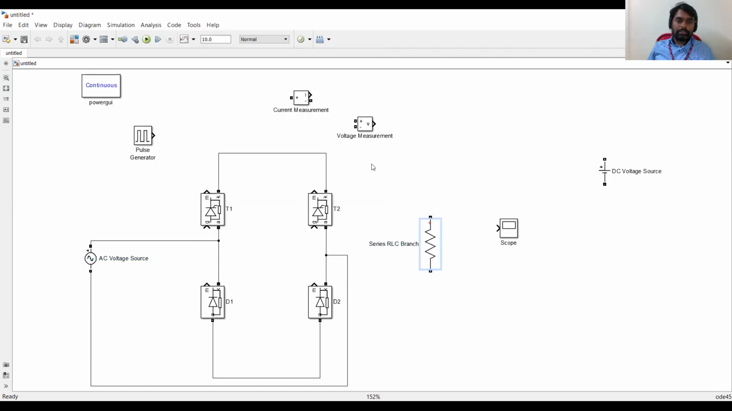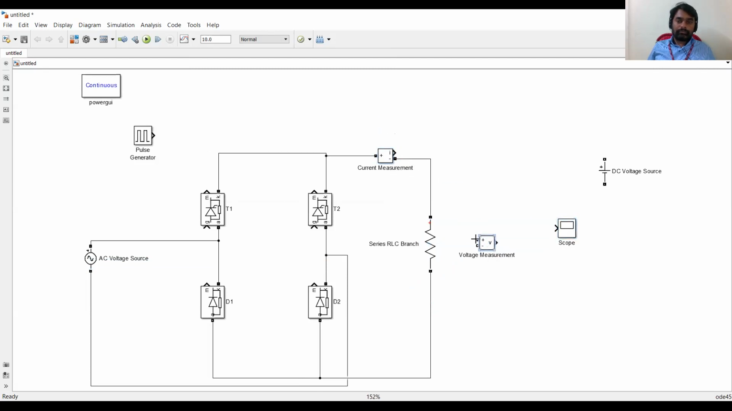Now to measure the current flowing to the load, I need to connect a current measurement block in series with the load. To measure the voltage across the load, connect a voltage measurement block across the load.